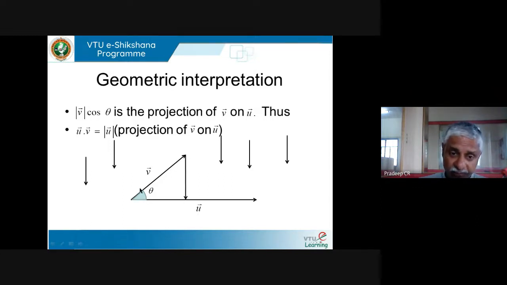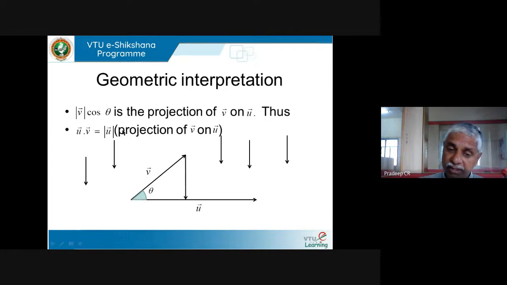Cos theta is nothing but this side, the length of this shadow, divided by the length of v. Length of v means mod v. So this by this is cos theta. So mod v cos theta is nothing but this length. So the length of the shadow, technically we say the length of projection of v on u. Understand this. The length of projection of v on u is nothing but mod v cos theta.